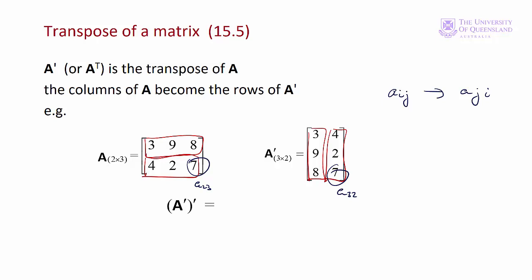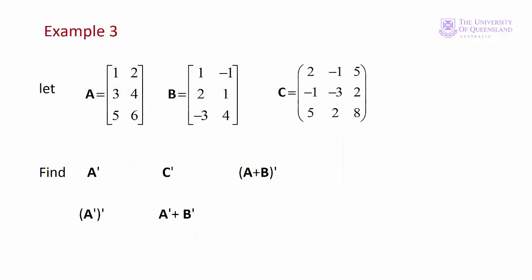When we take the transpose of a transpose, we end up with the original matrix. If we multiply a matrix by a scalar, then take the transpose, it's the same as taking the transpose, then multiplying by the scalar. Let's work through some examples. Here we have three matrices, and we want to find the following transposes.